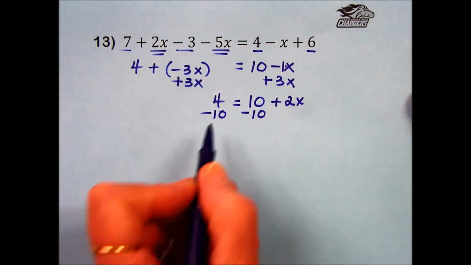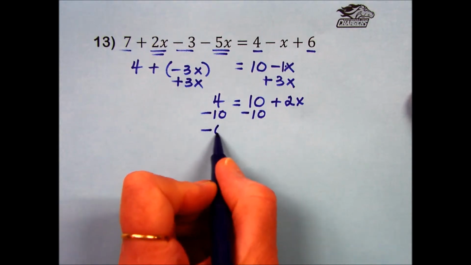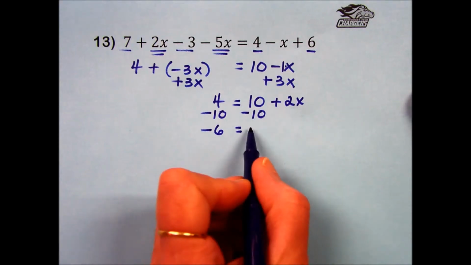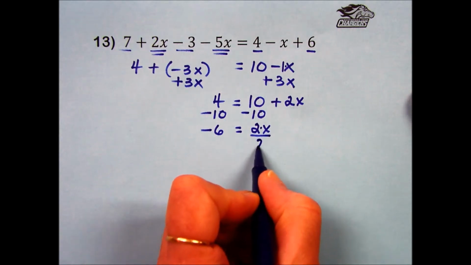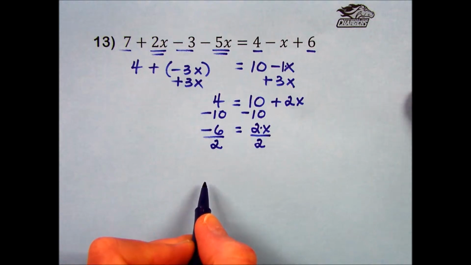4 minus 10 is the same as 4 plus a negative 10, resulting in a negative 6. The 10s add up to be a 0. 0 plus 2x is 2x. The last operation to undo is multiplication. We'll take care of that with a division of 2 on both sides.